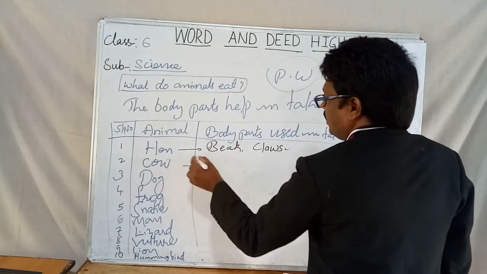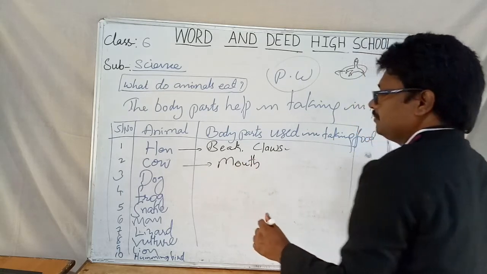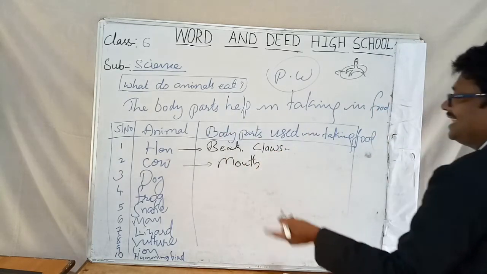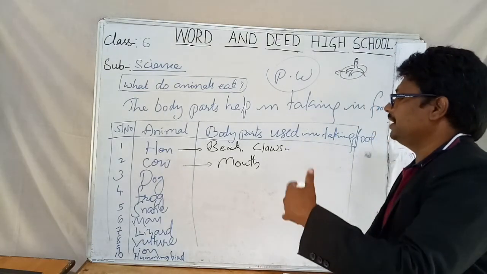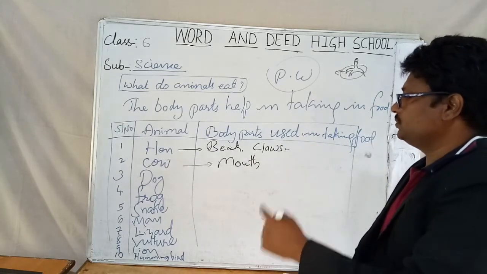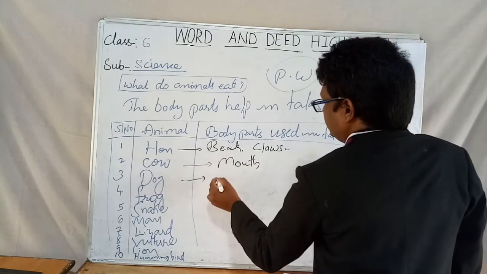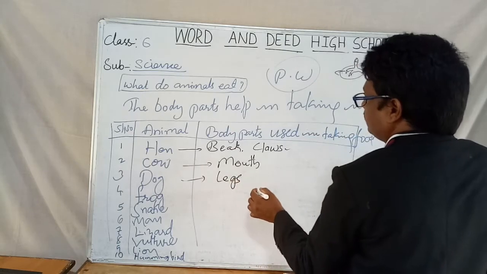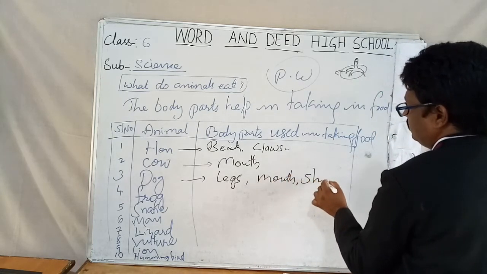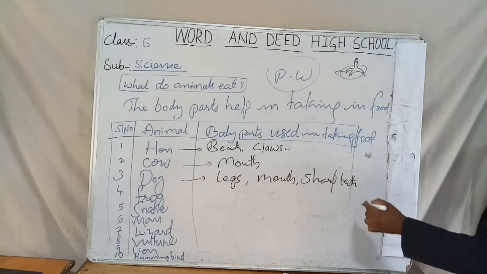Next, cow. Mouth. Students, the cow uses its mouth in taking food. The cow walks on its legs, but it doesn't take the help of legs in taking food; only the mouth is used. Next, in the dog: legs and mouth, and sharp teeth also, present in its mouth.